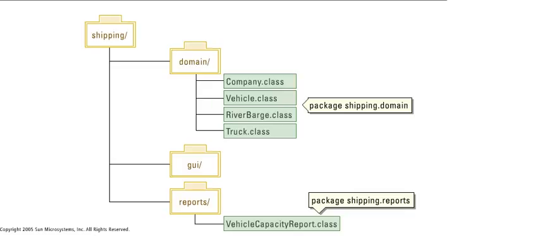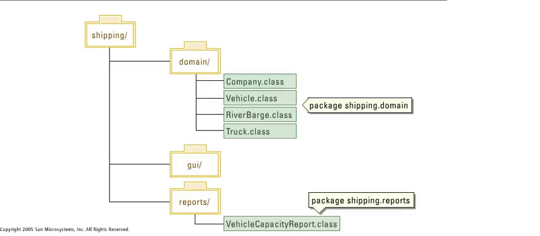The same thing goes for the company class if we put it in the shipping.domain package, the river barge class, and the truck class. If we had a class called vehicle capacity report, which we put in the shipping.reports package, then the vehicle capacity report class would have to be in a reports directory that is in a shipping directory.